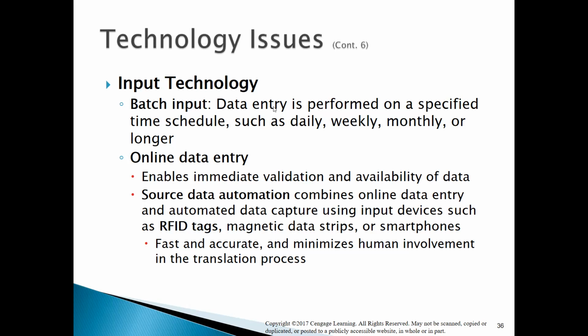So input technology, now you will need to know what is batch input or batch processing and online processing. Batch processing is whereby the data entry work is done in a specified time schedule. For example, weekly, daily, or monthly, not instantly. The opposite of batch is online data entry or online processing, whereby you process the data as the event occurs. A very good example of online processing is the ATM.